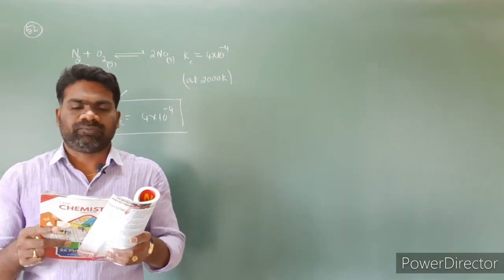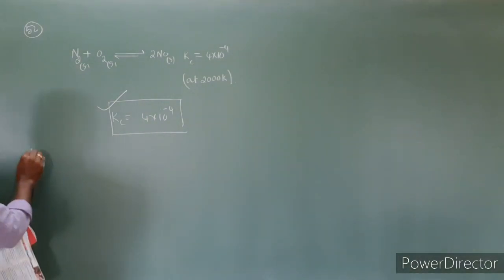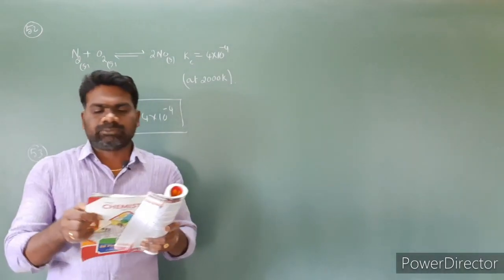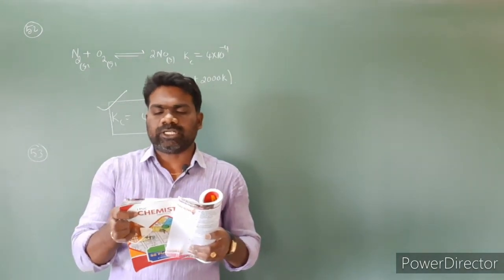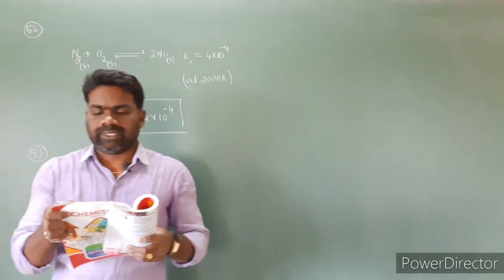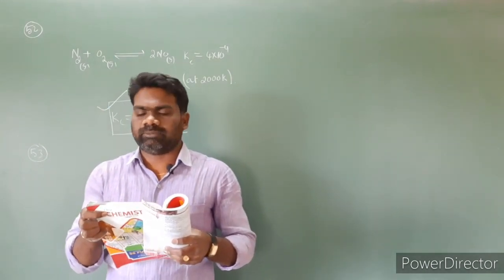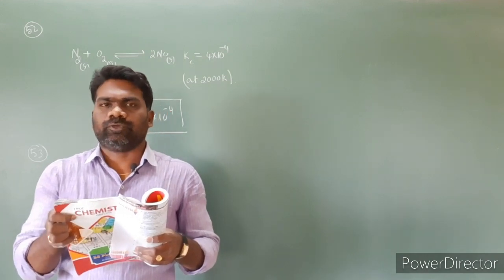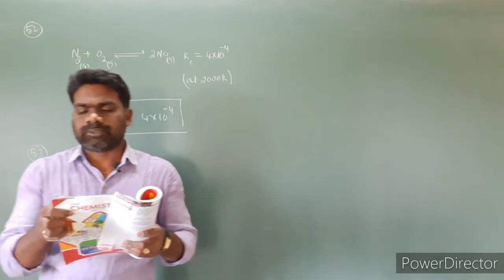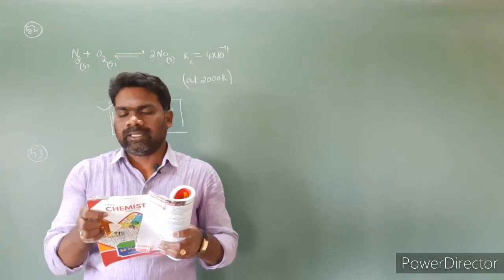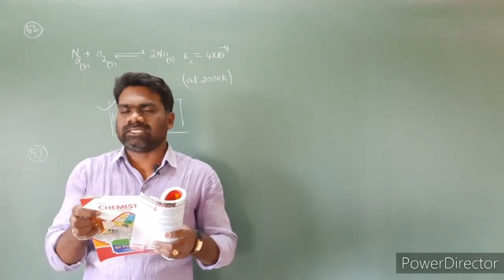Next, question number 53. Look at the question number 53. In a reversible reaction, if the concentration of reactants are doubled, the equilibrium constant K will be. First option, change to 1 by 4 K, second option, change to 1 by 2 K, third, change to 2 K. Next, 4, remains the same.